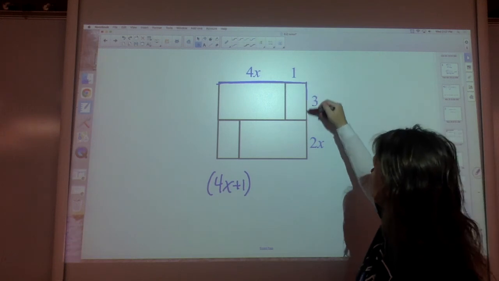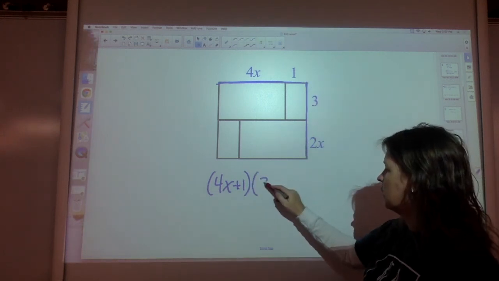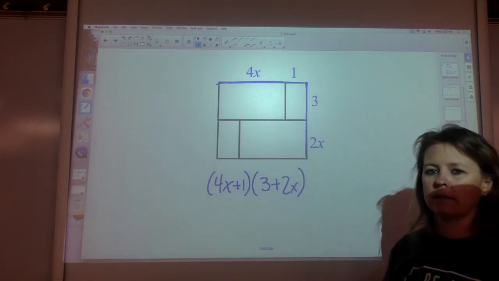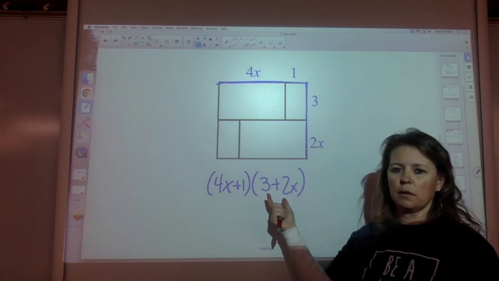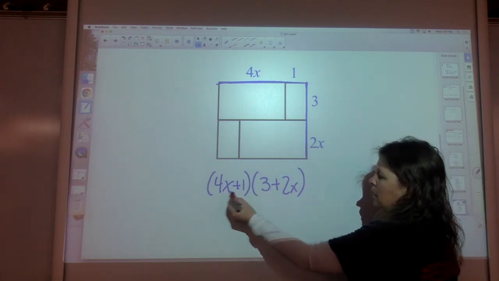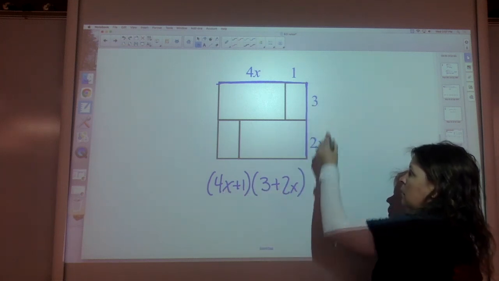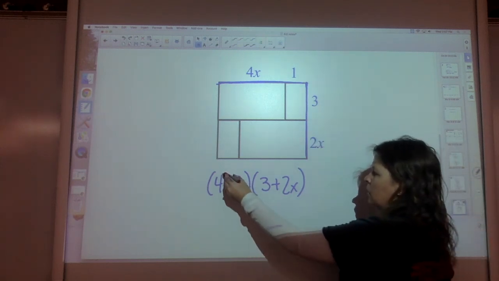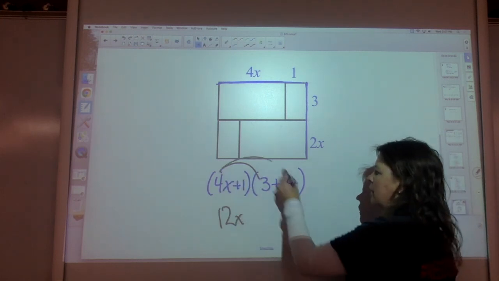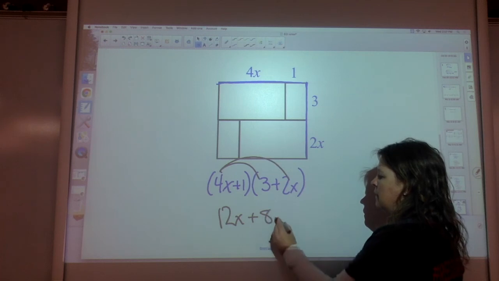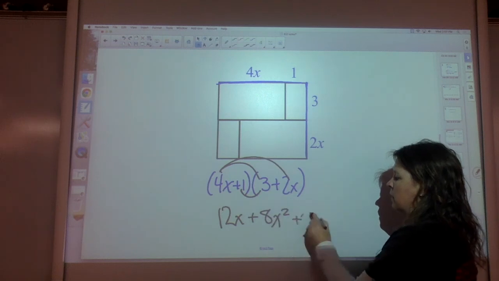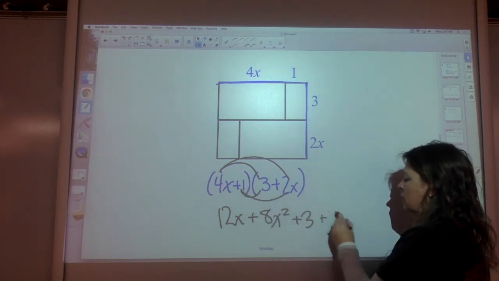How wide is this? It's about 3 plus 2x, but I can't add those together. So I can just call it 3 plus 2x. Maybe you don't like the look of that. You could call it 2x plus 3. But let's see what happens when we put it together this way. All of our other problems had the variable first, but this time I went by the top to bottom. Distribute. 4x times 3 is 12x. 4x times 2x is 8x squared. 1 times 3 is 3, and 1 times 2x is 2x.